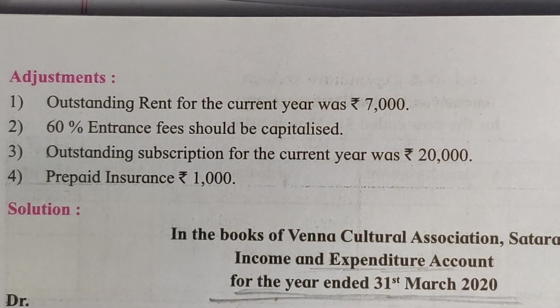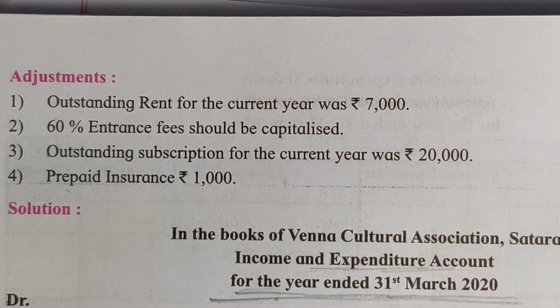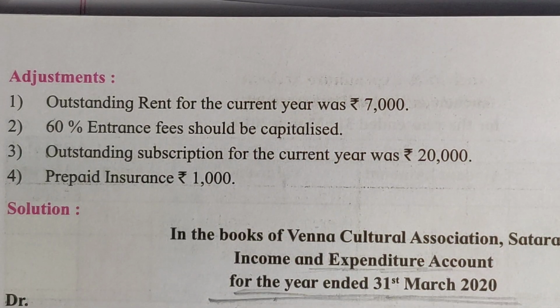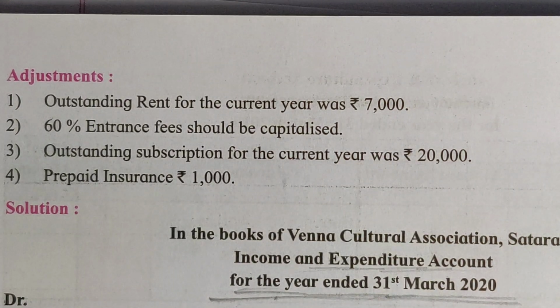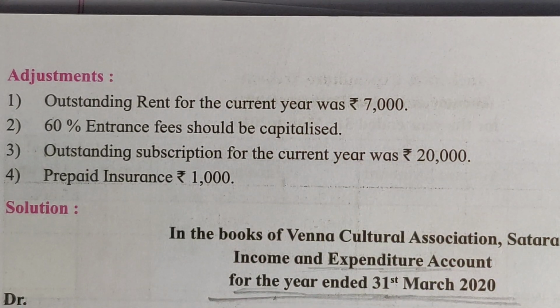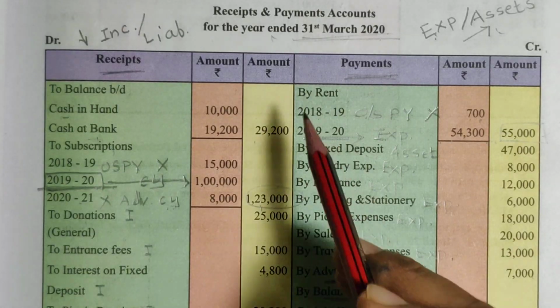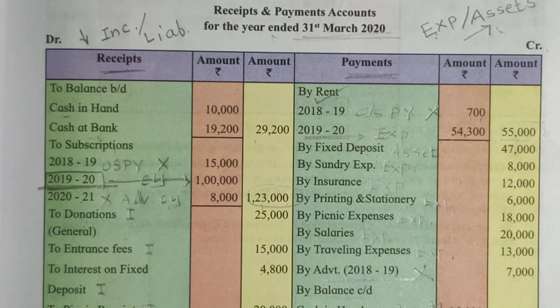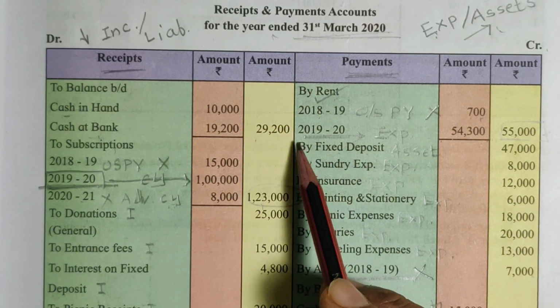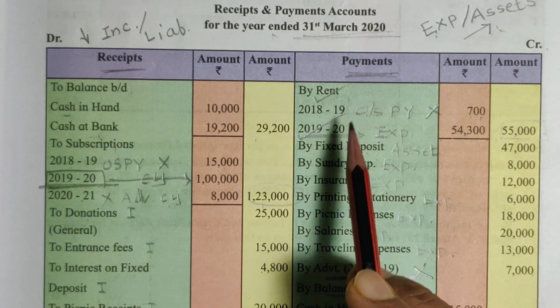Let us now read the adjustments. Outstanding rent for current year was rupees 7,000. We will put a tick to the rent. And this is the adjustment on current year. This is the current year item.